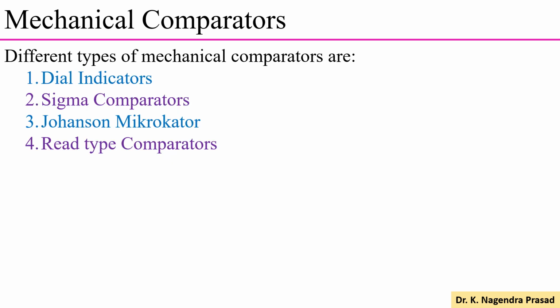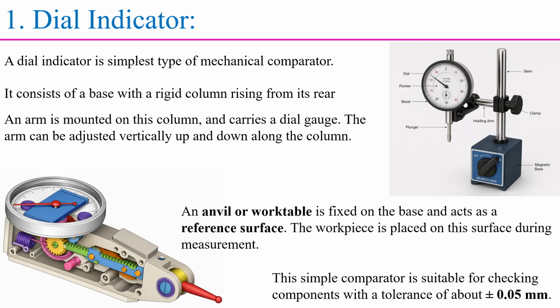There are different types of mechanical comparators. First one is the dial indicator. Second one is the sigma comparator. Third one is the Johansson Mikrokator. Fourth one is the reed type comparator. So let's discuss them one by one. First we will discuss the dial indicator.